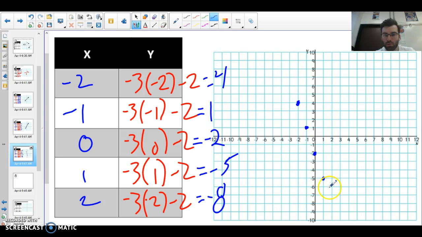2, negative 8. And connect your dots. Lastly, draw your arrows. Okay?